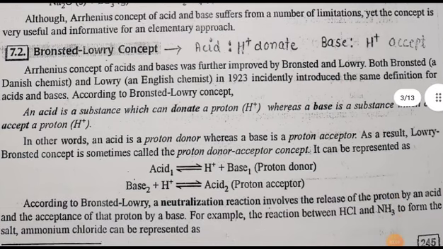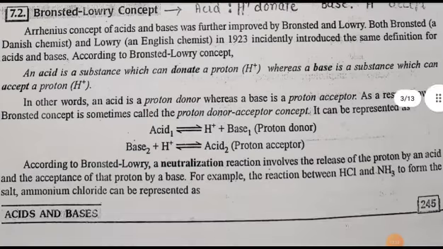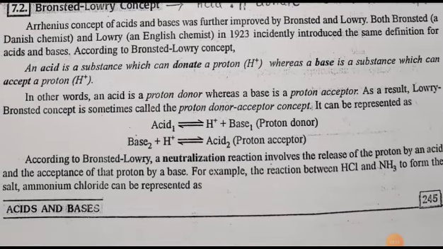Bronsted-Lowry concept. The Arrhenius concept of acids and bases was further improved by Bronsted and Lowry. Both Bronsted and Lowry in 1923 independently introduced the same definition for acids and bases. According to the Bronsted-Lowry concept, an acid is a substance which can donate a proton, whereas a base is a substance which can accept a proton. In other words, an acid is a proton donor whereas a base is a proton acceptor. As a result, the Lowry-Bronsted concept is sometimes called the proton donor-acceptor concept.